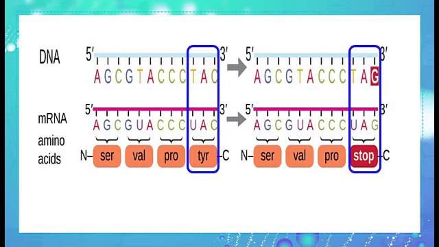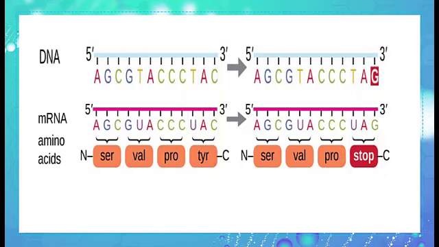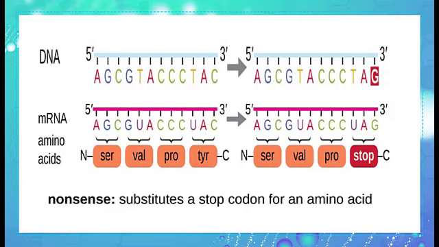In this example, the stop codon UAG appears early in the sequence because of a mutation. Translation stops and the released protein will be truncated, which means incomplete. This is a nonsense mutation that results in a non-functional protein.